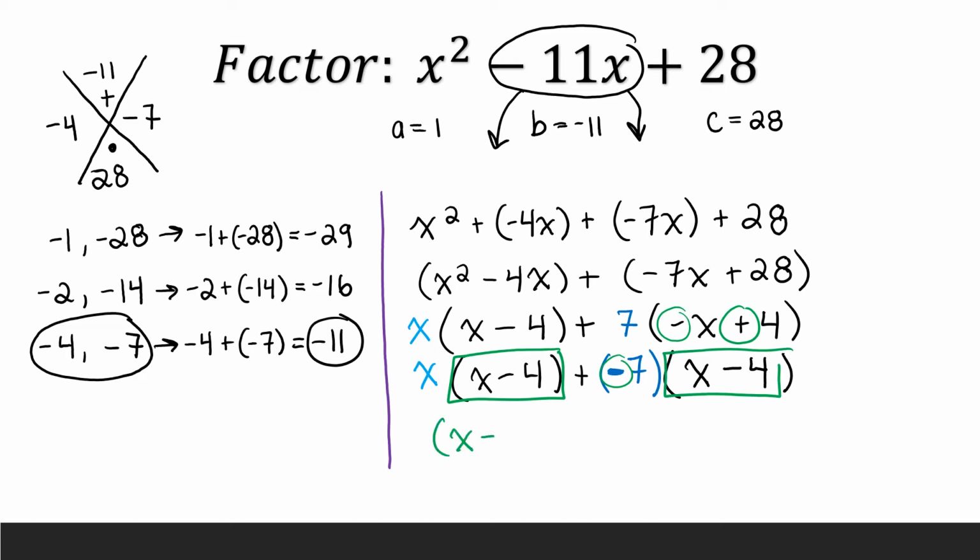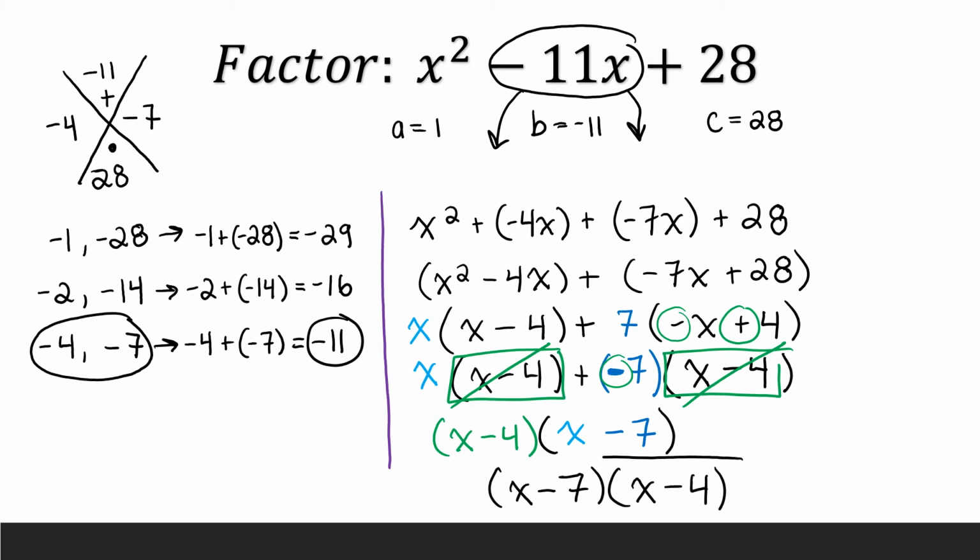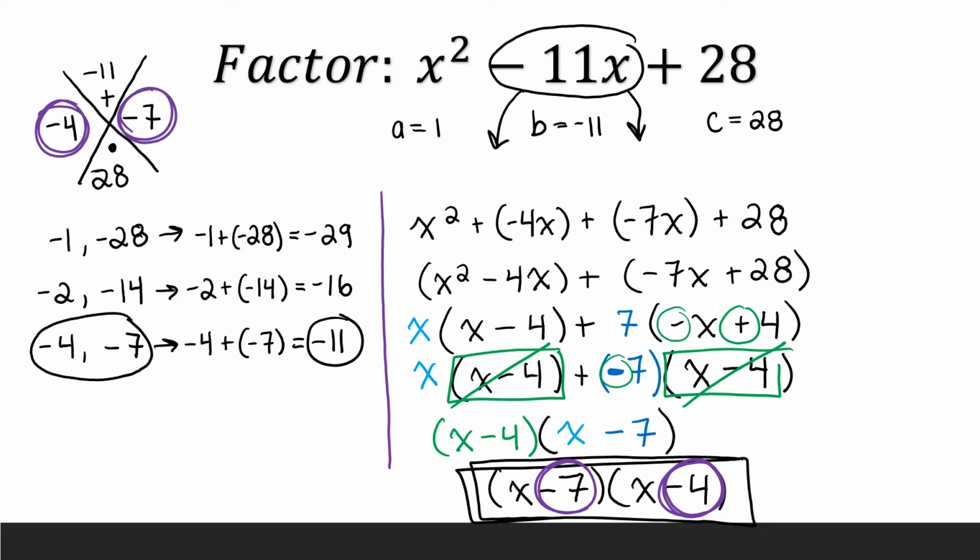So we have x minus 4 times what's left when we factor that out. So from our first group, we're left with an x, and for our second group, we're left with that minus 7. So the factored form of our expression is the quantity x minus 7 times the quantity x minus 4. And we can see that minus 7 and minus 4 were also the numbers that solved our sum and product puzzle.